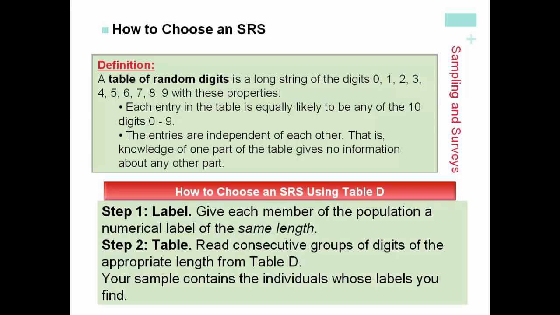How to choose a simple random sample using Table D. Step 1. Label. Give each member of the population a numerical label of the same length. Step 2. Table. Read consecutive groups of digits of the appropriate length from Table D. Your sample contains the individuals whose labels you find.